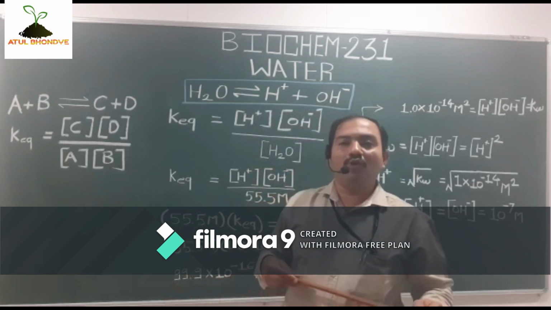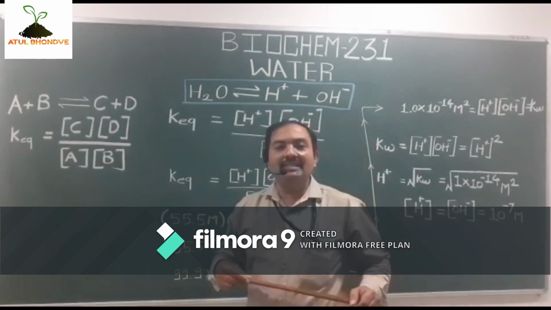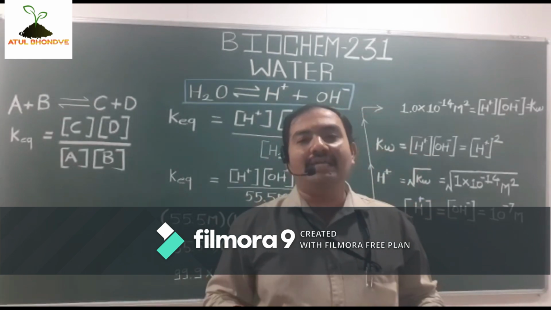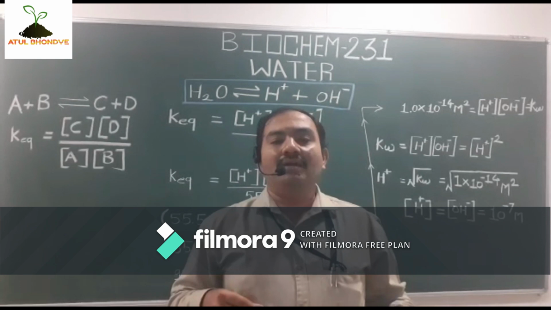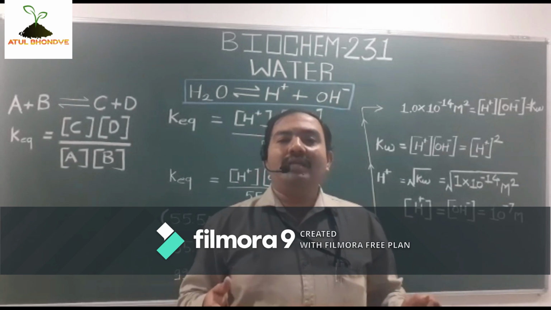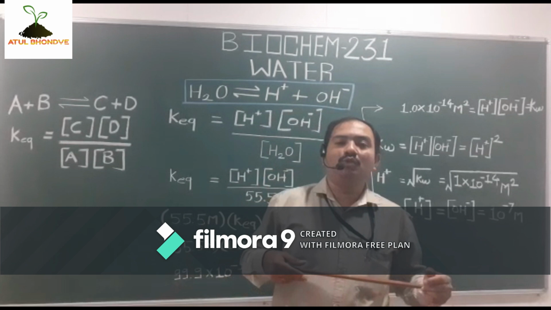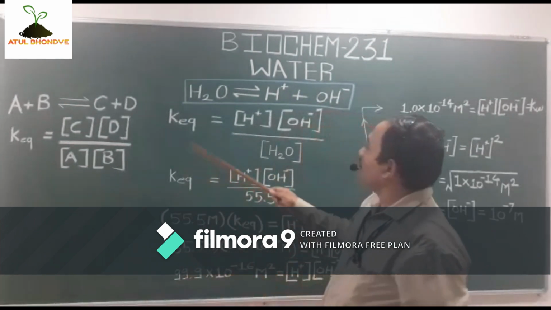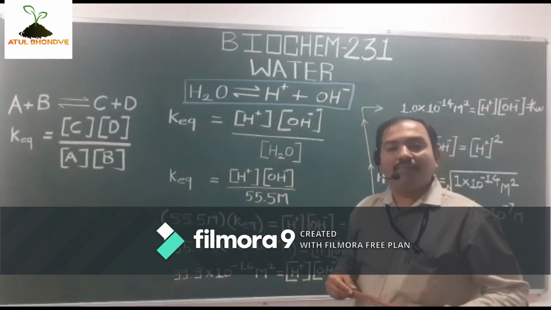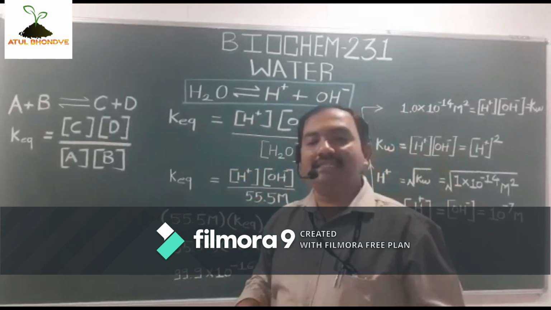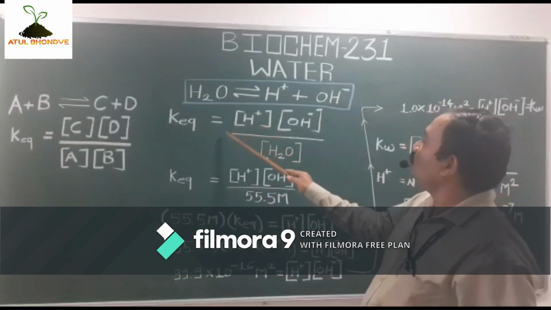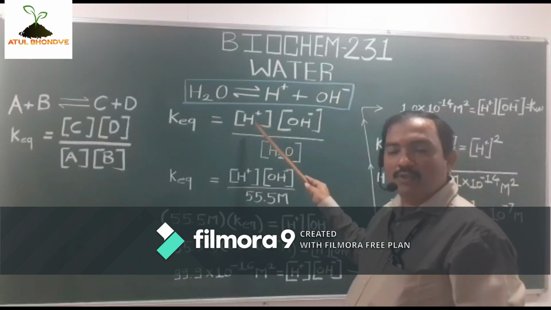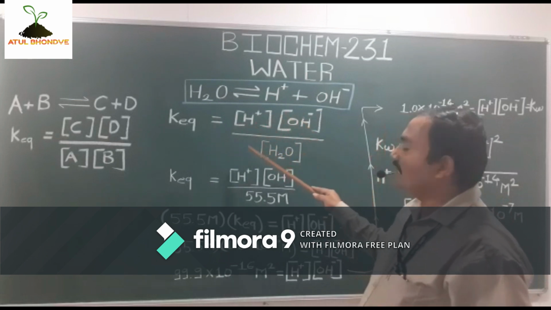In pure water, water shows a slight tendency of reversible ionization to yield H ion and hydroxide ion, and only 1 out of 10 raised to 7 molecules undergoes the reversible ionization reaction. The equilibrium constant of pure water at 25 degrees Celsius is represented in front of you. So K equilibrium gives rise to the H ion and hydroxide ion divided by the water molecule.